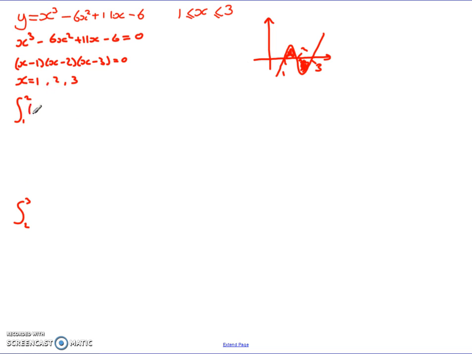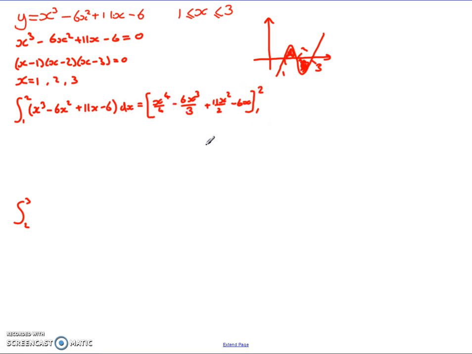So for the first one, I'm looking for the integral from 1 to 2 of my function x cubed minus 6x squared plus 11x minus 6 dx, with respect to x. Now remember our steps when integrating a function. We take our power, we raise it by 1, we divide by the new power. So x cubed becomes x to the 4 over 4, take away 6x cubed over 3, plus 11x squared over 2, take away 6x. And that's between our two limits, 1 and 2.